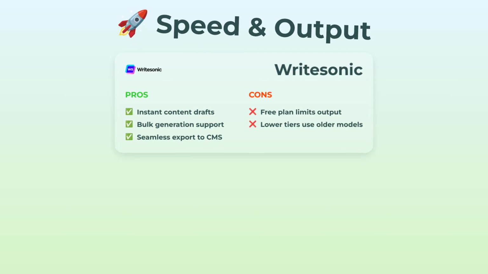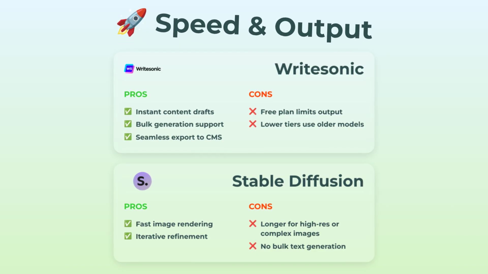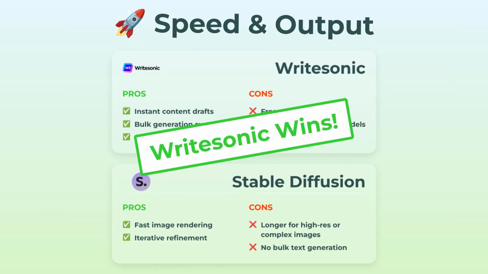Now, Stable Diffusion is fast too, especially for small or regular AI art. But for those super high-res or complex images, you might be waiting around a bit longer. And oh, don't expect bulk text generation here. This one's all about art. Writesonic definitely takes the win for output speed and volume.